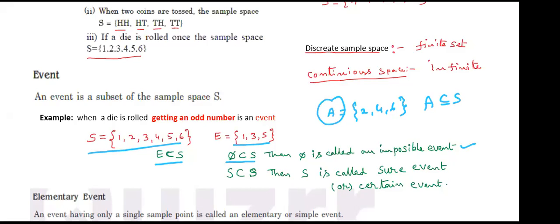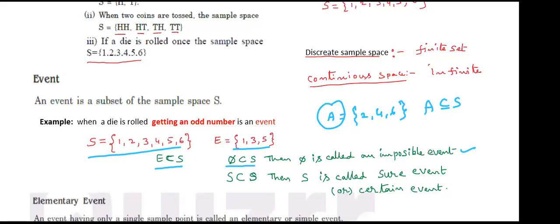Tell me one example of an impossible event. When a die is rolled, getting a number 8 is an impossible event. On a die, the sample points are 1 to 6, so getting a number 8 is impossible. So if pi is a subset of S, then pi is called an impossible event. Getting a number 10 is also an impossible event. Next, S is a subset of S. Then S is called a sure event or certain event.